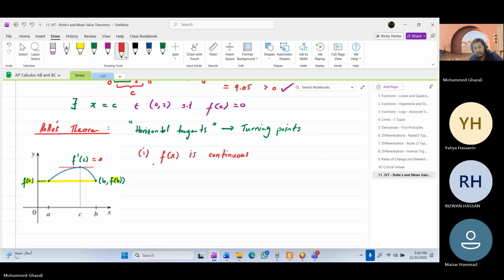My bad. f of x is continuous on the interval. You must have an interval. It's continuous on the interval A to B. It must be continuous. You must also be able to differentiate.